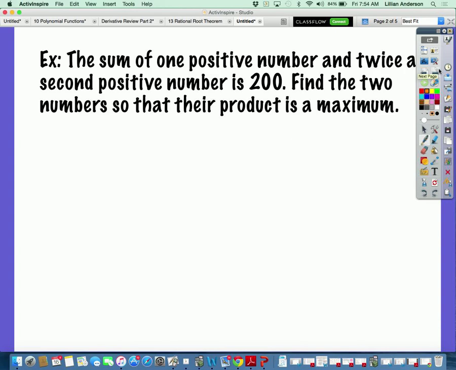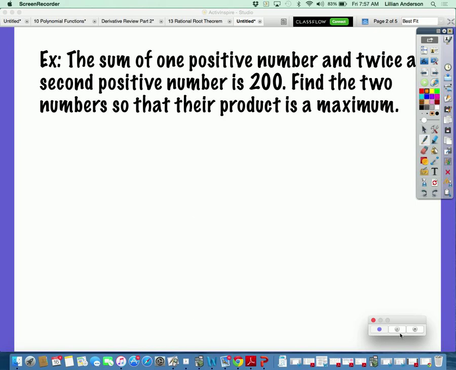The first one: the sum of one positive number and twice a second positive number is 200, and we want to find the two numbers so that their product is maximized. So we need to do step 1: assign variables to the quantities to be determined.